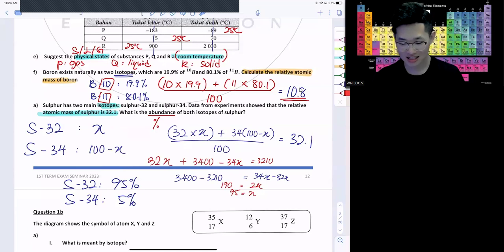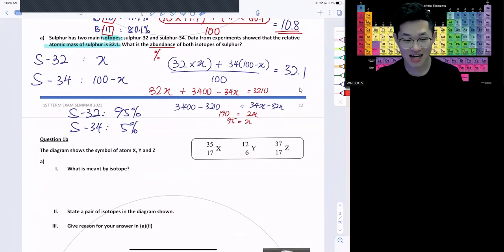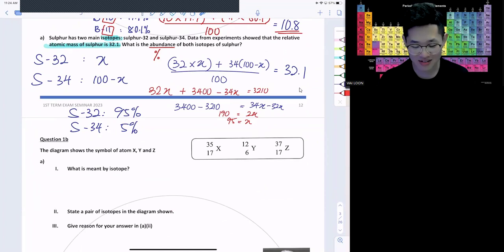Okay? Yeah, just like that. So this is the answer after I use 100 minus 5. 100 minus 95 to get 5. Okay, any question? Okay, no.